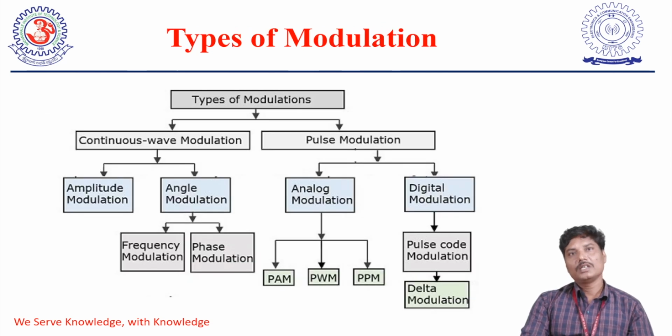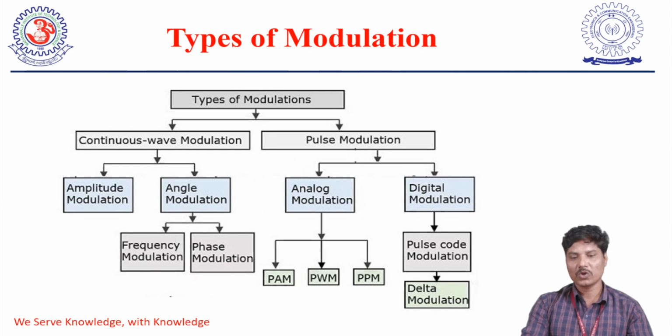Next, we are going to see types of modulations. What are the different types of modulation? Yes or no? Therefore, what is the need for modulation? In order to make the information signal travel over longer distances, we use the concept called modulation. Generally we have two types of modulations based on the carrier wave we are going to use, which is a high frequency signal.